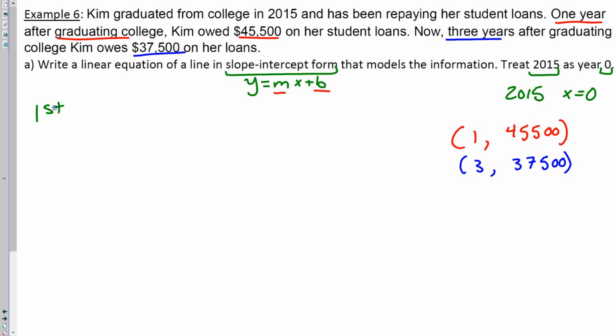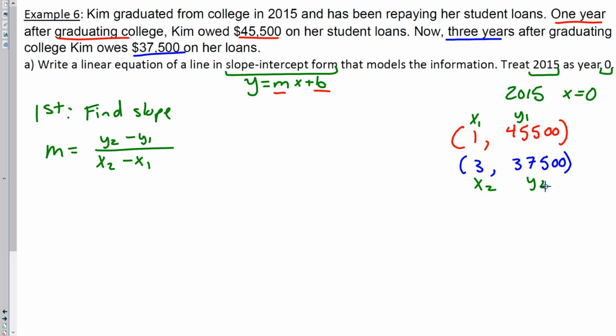The first thing that we need to find is the slope. There are a bunch of ways that you could calculate slope when you're given two coordinates like we have here. The fastest way is going to be using our slope formula, y2 minus y1 divided by x2 minus x1. And it doesn't matter how you choose to label your points. As we mentioned previously, just go with the choice and then do your calculation from there. So here I just happen to choose y2 to be the 37,500, making y1 the 45,500.